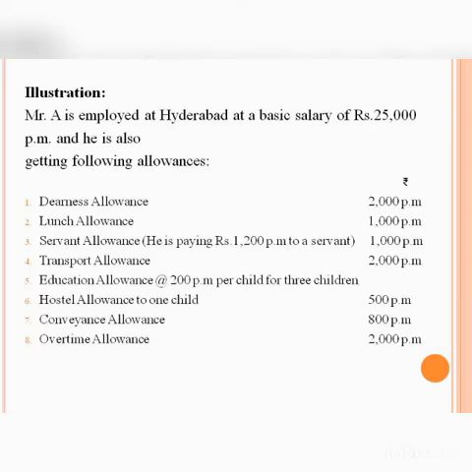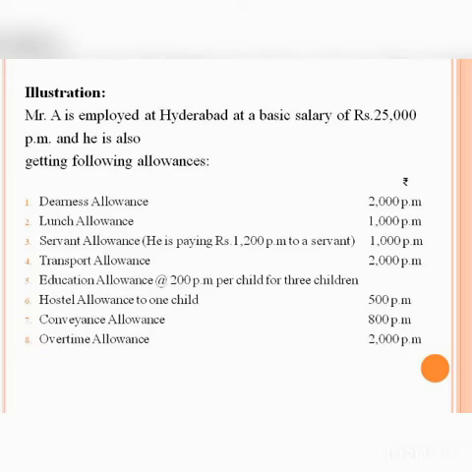Now servant allowance. You have to remember one thing: servant allowance, if it's for a personal servant, is fully taxable. Here they have not mentioned that the servant is being used for official work, so we assume that it's for personal work, so it will also be fully taxable. So 1000 into 12, and the whole amount will go in the outer column.